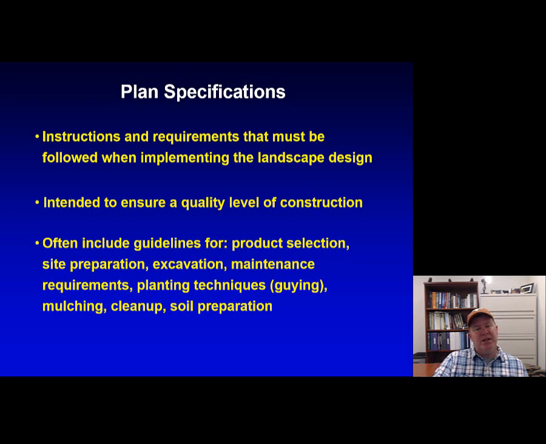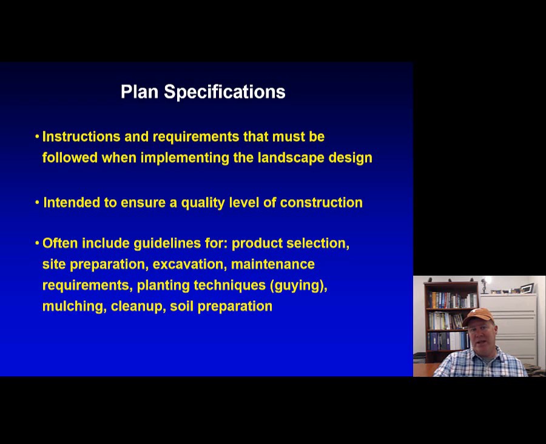But the specs, they're intended to ensure a quality level of construction. You have to install it by the specs. And again, this comes to whether or not taking the wire baskets off a tree, is my horror story I told earlier. It often includes guidelines for the product selection. Again, hey, they may be specifying Hunter when you want to install Rainbird. It's going to talk about site preparation, excavation. The specs may call it, guys, if you open up a trench to lay irrigation pipe, you may have to close that trench before you can go home.